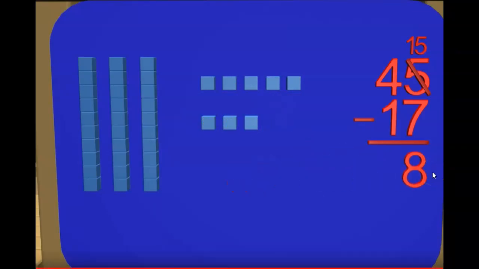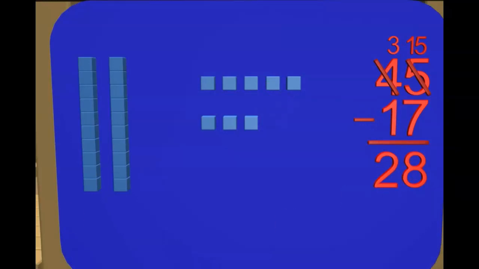8 ones. Good. Now, since I took away one of the 10s, I'm going to have to cross that off the 4 because I only have 3 10s left since I used 1 and broke it down and made it into 1s. So I have 3 10s left. 3 minus 1 equals how many? 2. Excellent.